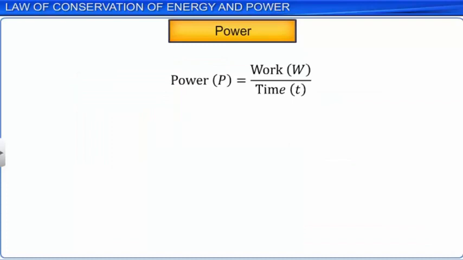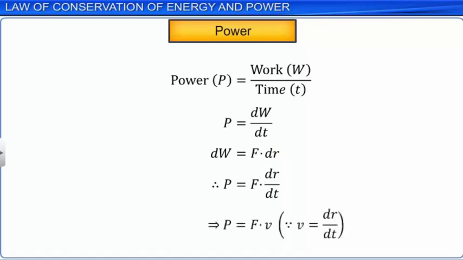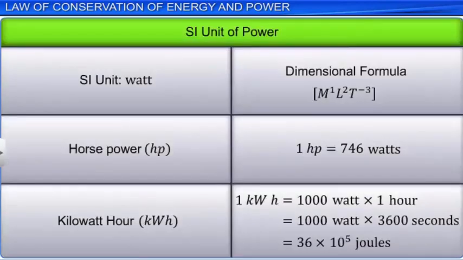Instantaneous power P is equal to dW by dt. But dW is equal to F dot dr, where dr is the displacement. Therefore, P is equal to F dot dr by dt, which is equal to F dot v, since dr by dt is equal to instantaneous velocity v. Power is a scalar quantity and its SI unit is watt, and its dimensional formula is M power 1, L power 2, T power minus 3.